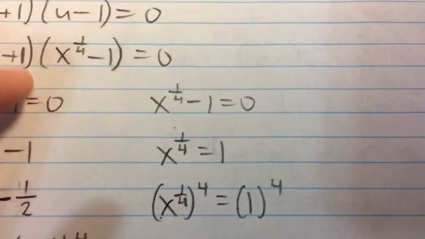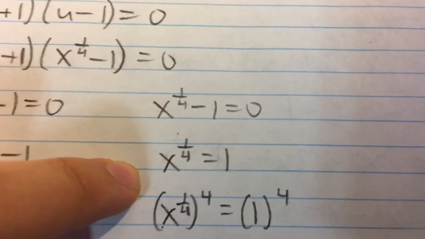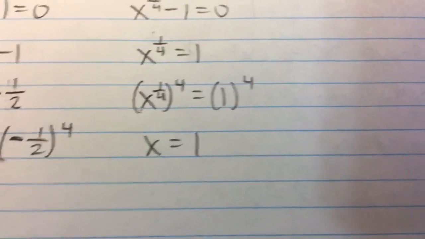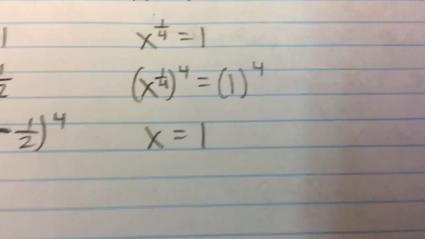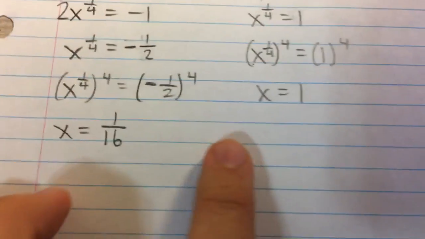On the right side here, we're going to set this factor equal to 0, add 1 to both sides, raise both sides to the 4th power, and we get x is equal to 1^4, or 1. So now we have our two solutions.